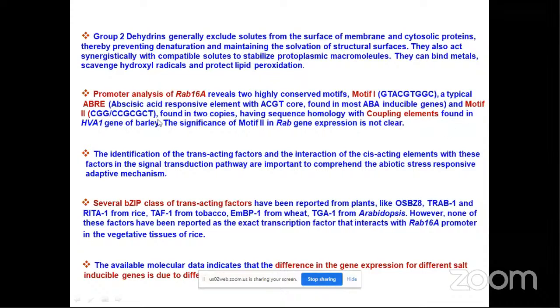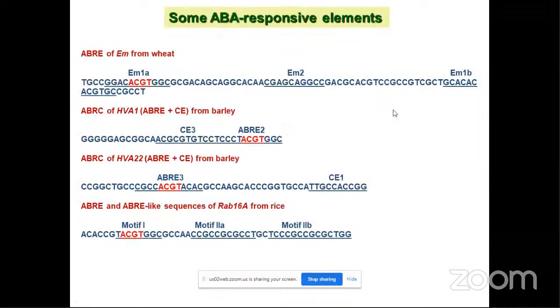And also the function of motif 2 with respect to RAB16A was not characterized at that time. So during my early PhD days, my supervisor and I tried to focus on the characterization of the promoter sequences, because the transcription factor that binds to this promoter sequence was not very well characterized. So I think it's clear what my main focus will be.